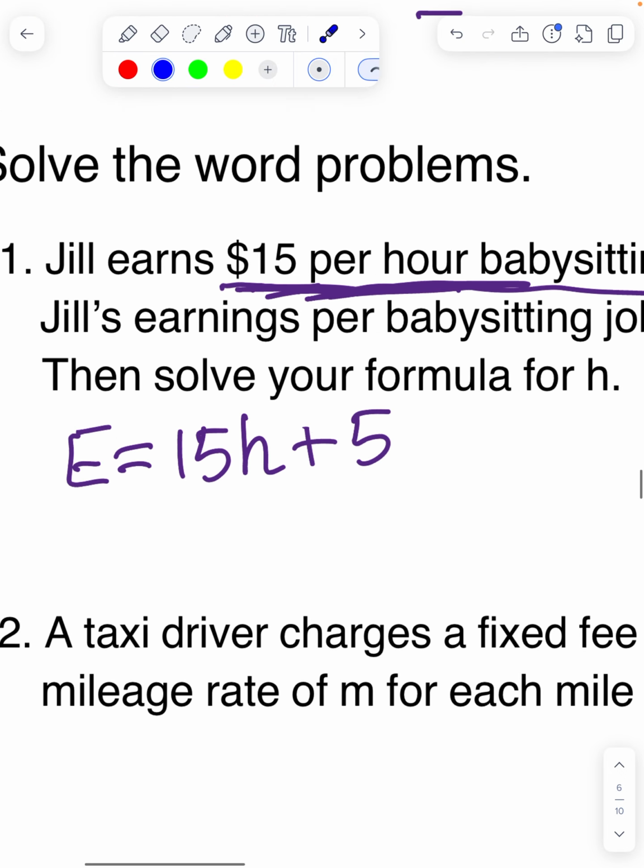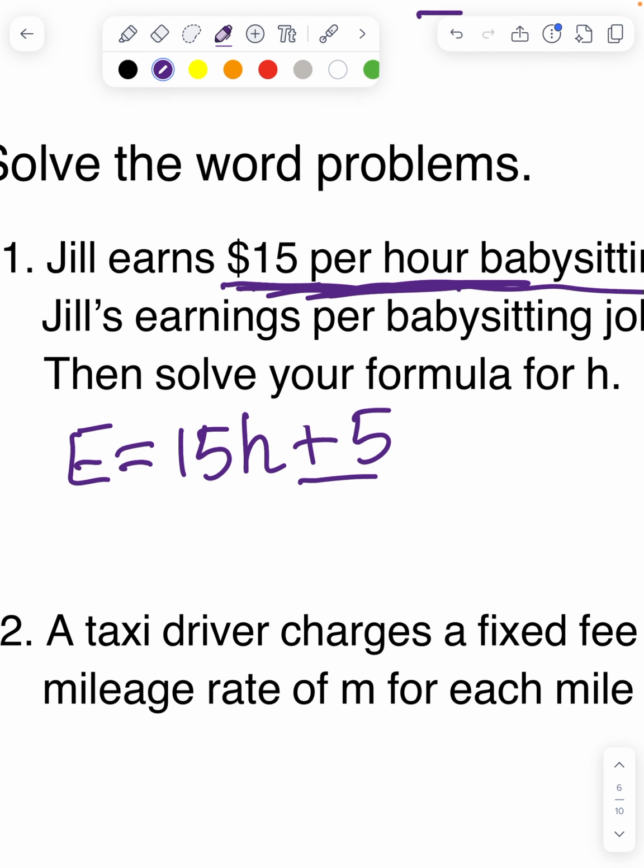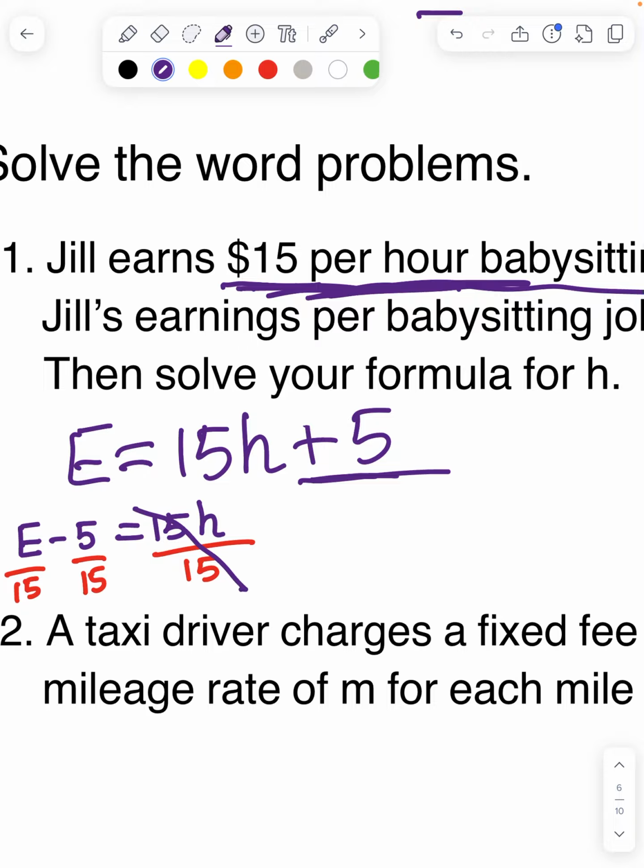Okay, solve for H. First, I'm going to get rid of the positive 5. Go to the other side, become negative 5. E minus 5 equals 15 times H. Yeah? Now I have to divide both sides by 15. Each term divided by 15. 15 divided by 15 cancel out. So H equals E over 15 minus, we should write minus 5 over 15, right?